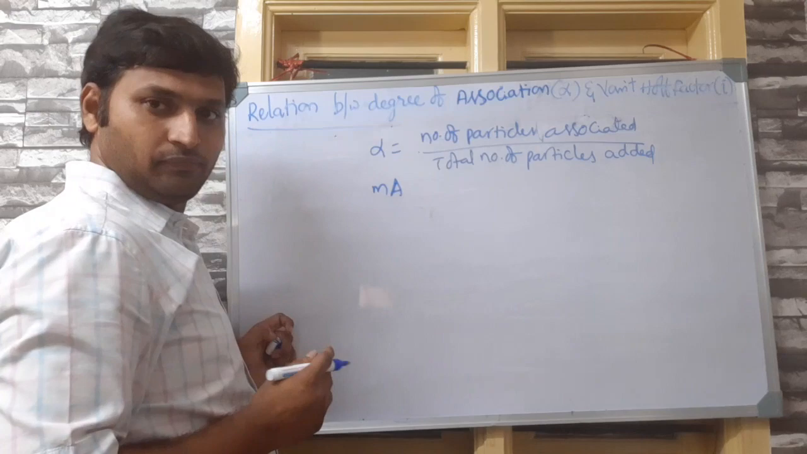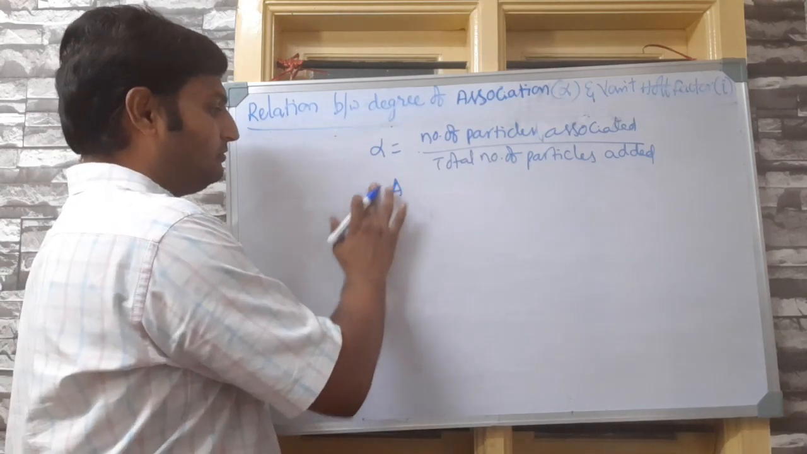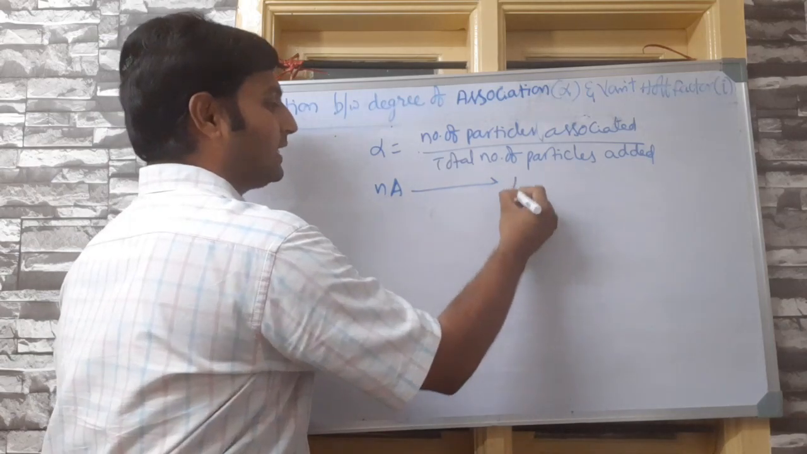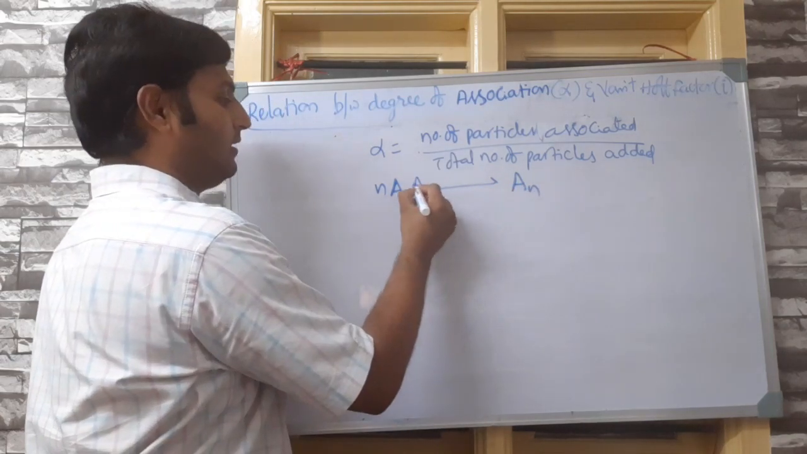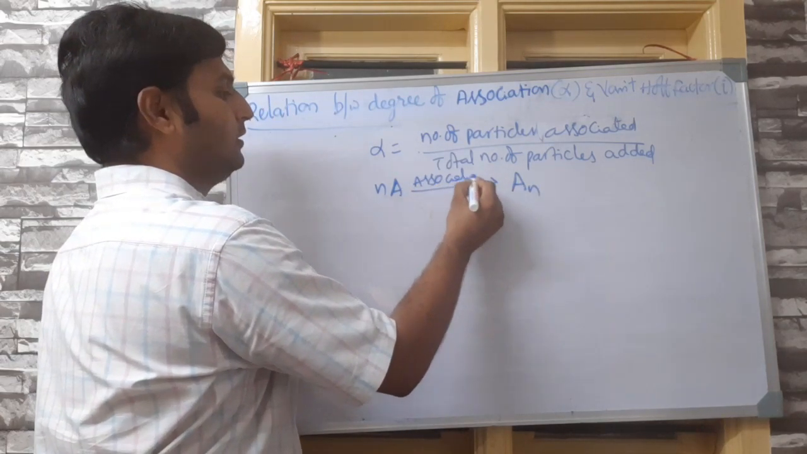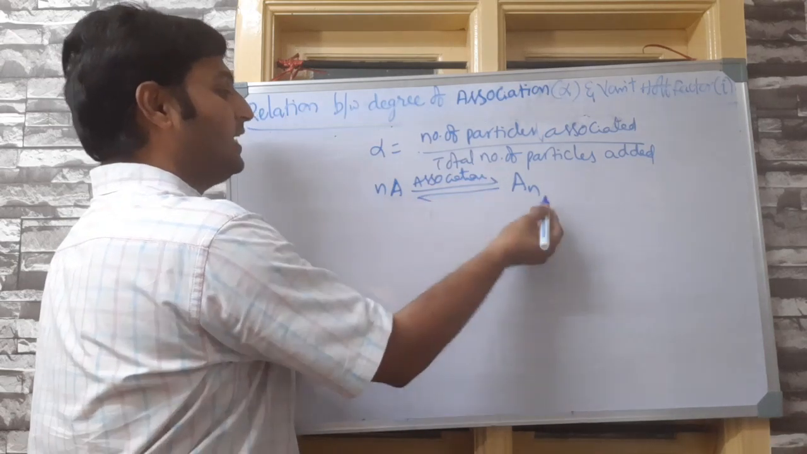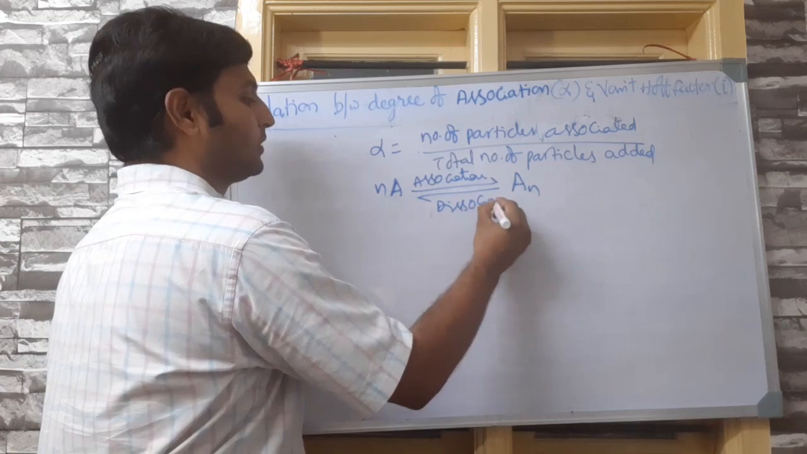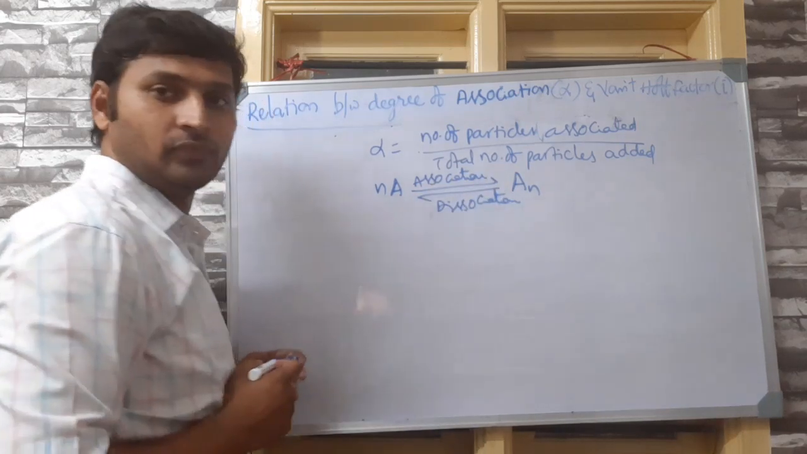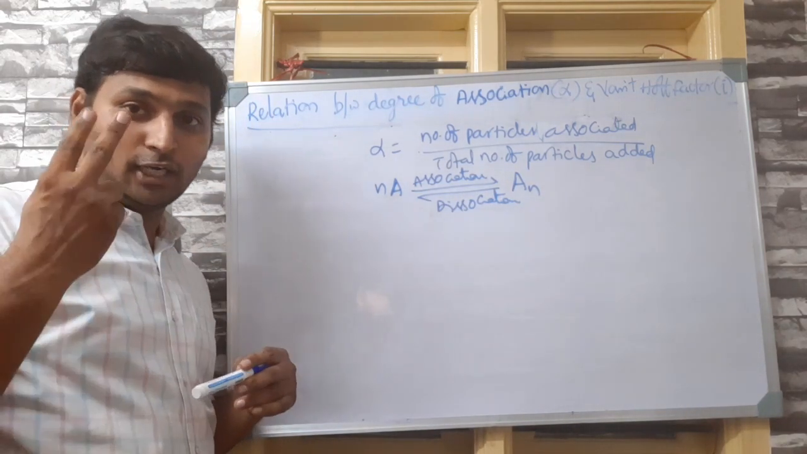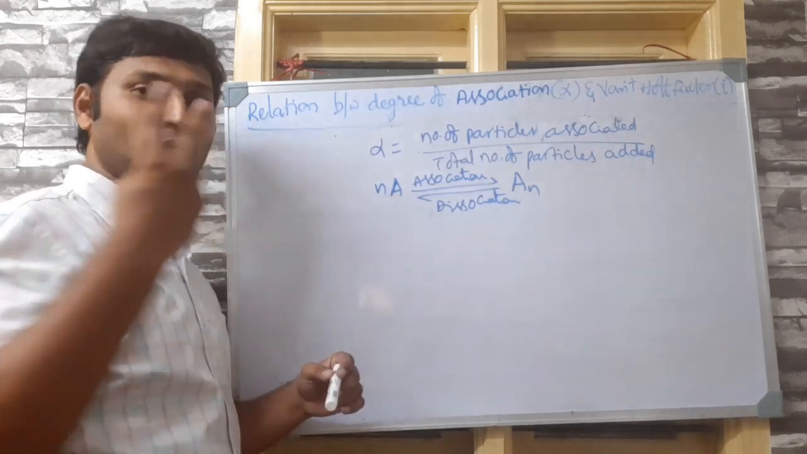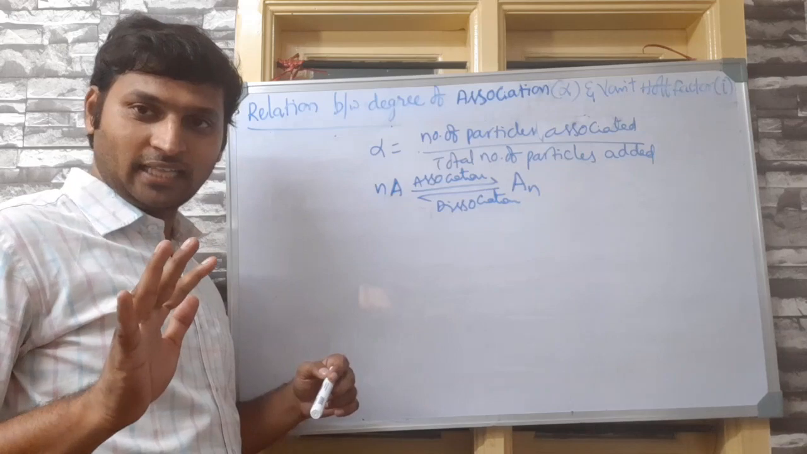There were n particles of the solute, and all the n particles become one particle A_n. This is association. And the reverse process where A_n could become n moles of A would be dissociation. For example, in acetic acid, two particles of acetic acid are becoming 1. So here n is 2. Are you understanding that right?